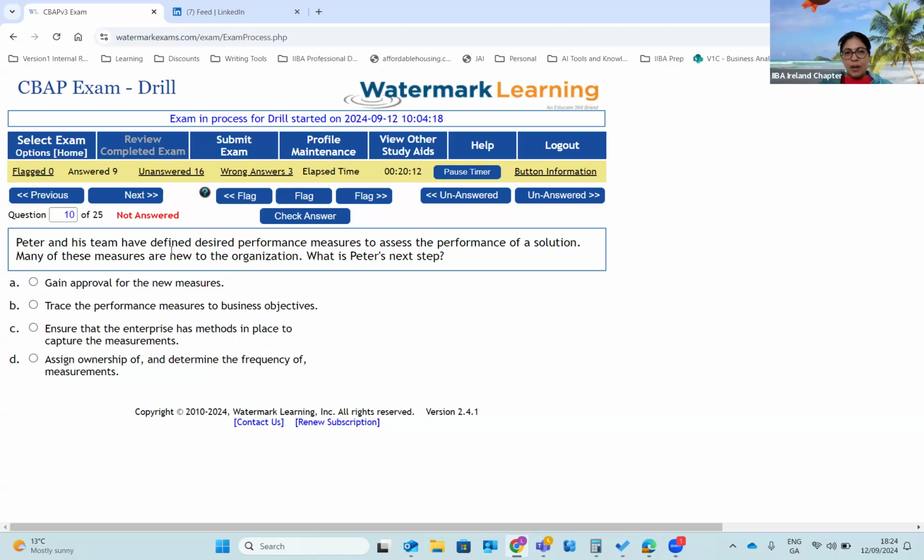Peter and his team have defined desired performance measures to assess the performance of a solution. Many of these measures are new to the organization. What is Peter's next step? Gain approval for the new measures, trace the performance measures to business objectives, and show that the enterprise has methods in place to capture the measurements, assign ownership of, and determine the frequency of measurements.